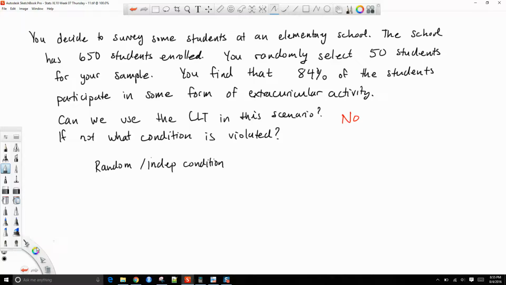Okay. So when we look at the random and independent condition, we see that we've randomly selected 50 students. Okay. So our sample is random. This condition is met. Okay, condition met.